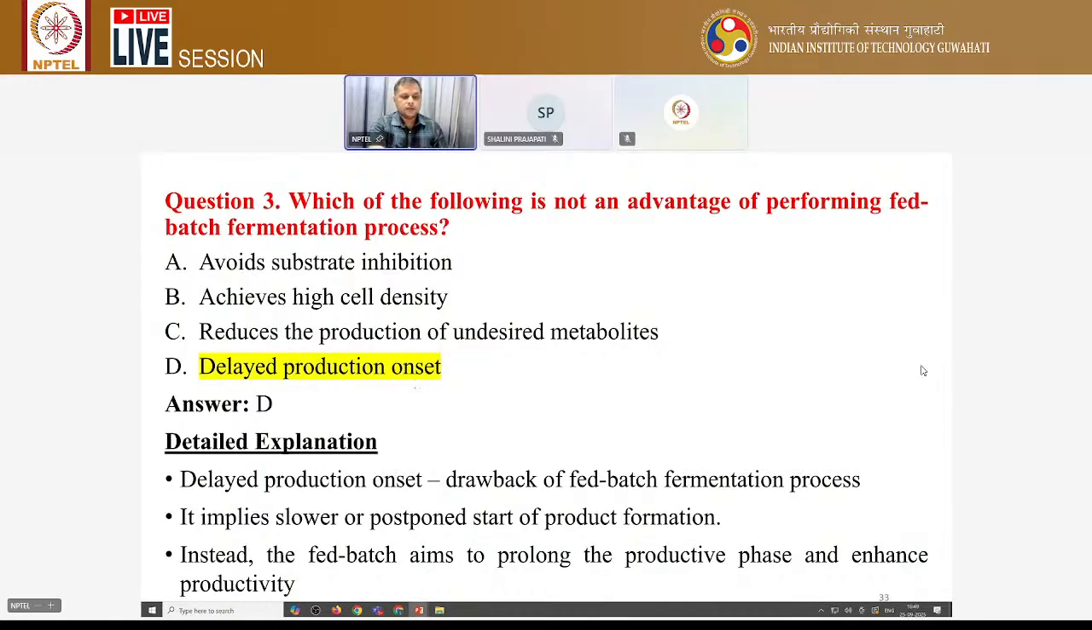In that case, also use the fed batch. Only the incorrect option is delayed production onset, because delayed production onset is a drawback of the fermentation process. It implies slower or postponed start of product formation. Instead, the fed batch aims to prolong the productive phase and enhance the productivity. So option D is not correct.